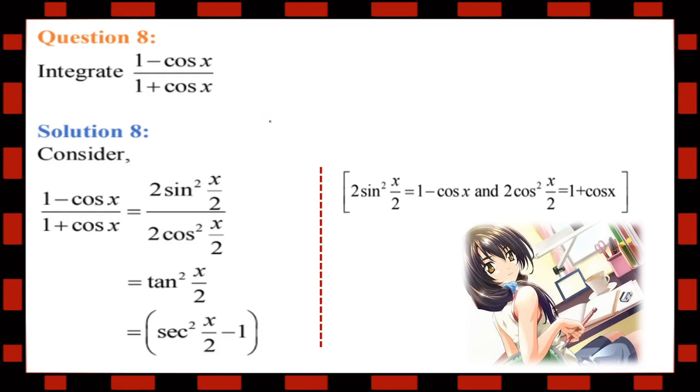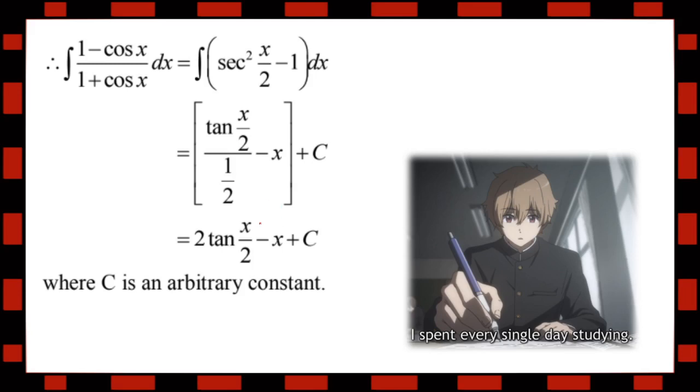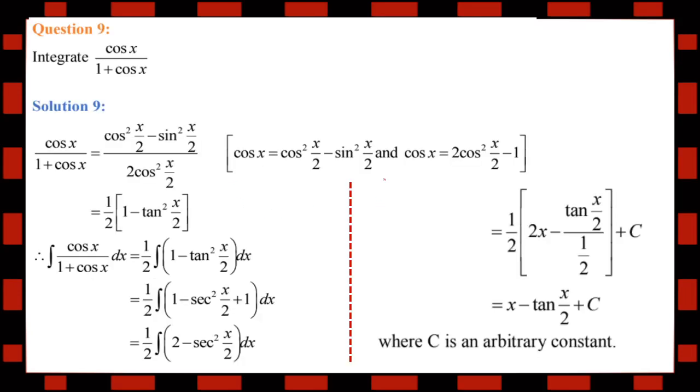Question number 8, (1 minus cos x) upon (1 plus cos x). Using this property, 1 minus cos x is equal to 2 sin square x by 2, and 1 plus cos x is equal to 2 cos square x by 2. 2 and 2 cancel. We are getting tan square x by 2, which is equal to sec square x by 2 minus 1, because tan square theta is equal to sec square theta minus 1. Now integrate. This is very simple to integrate now, and you get the answer.